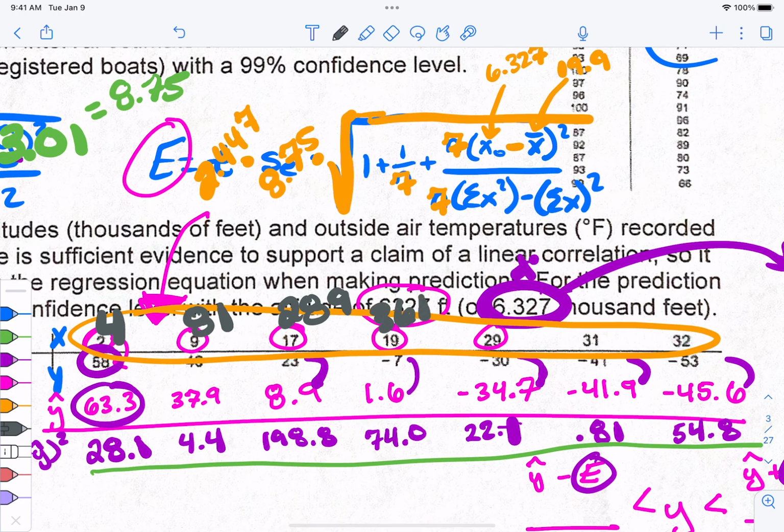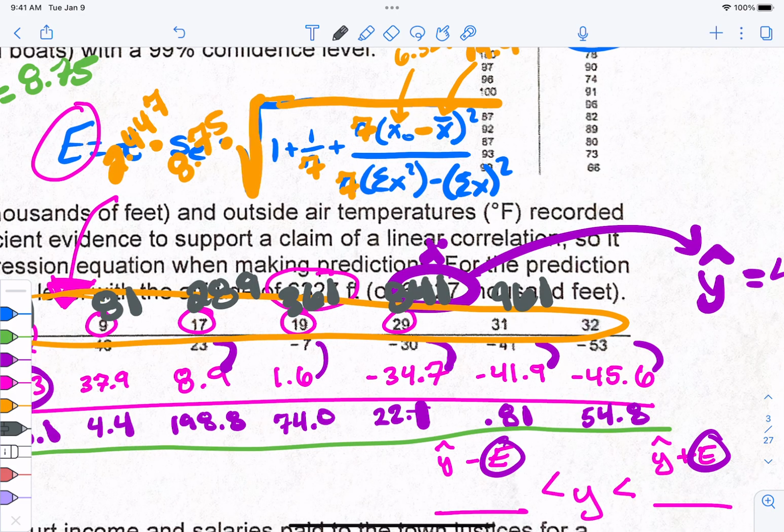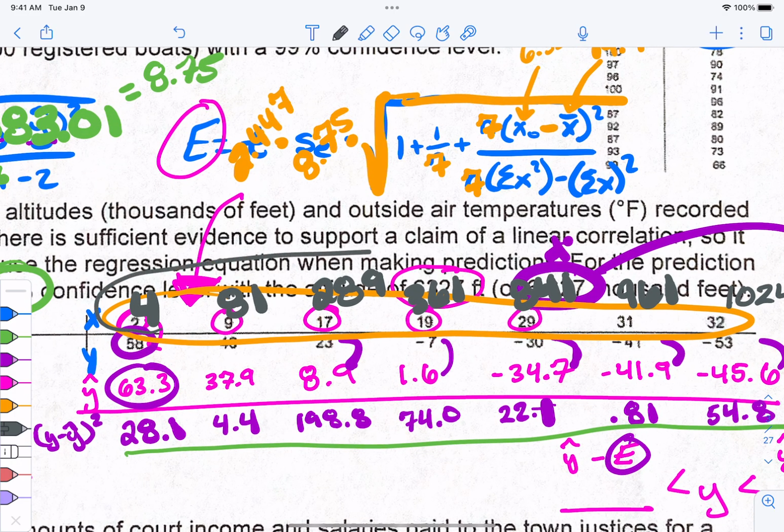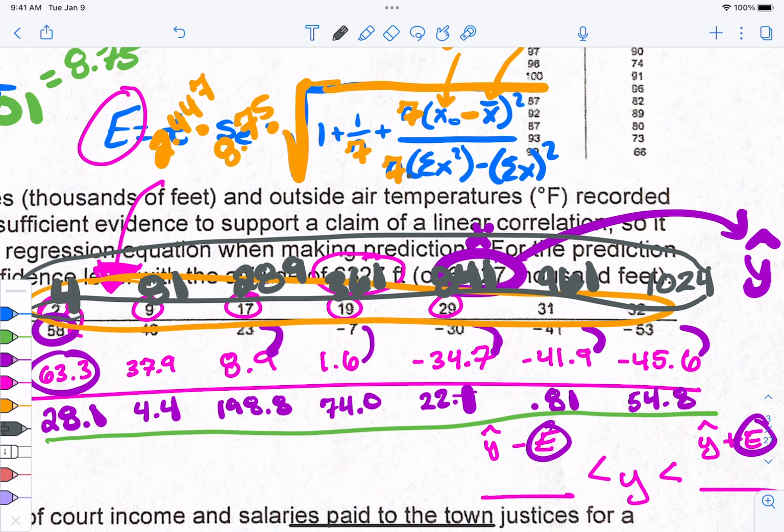361. Okay. 29 squared. 841. Okay. 31 squared. Somebody be adding these together. 960. 1024. Okay. Now somebody add 4 and 81 and these other numbers together. 3561. Okay. Minus, okay, how is that different than the sum of the x's squared?